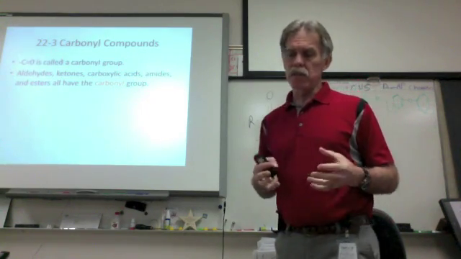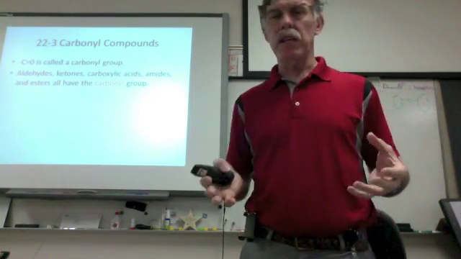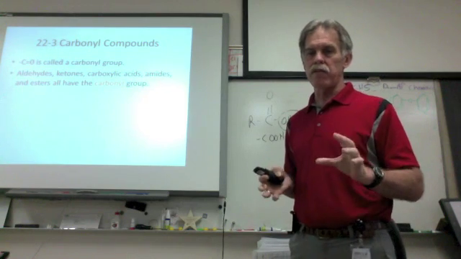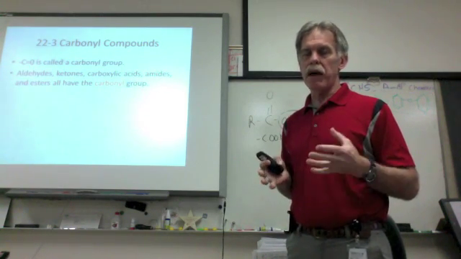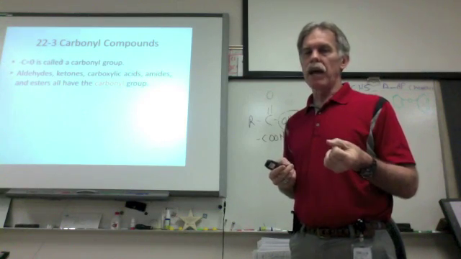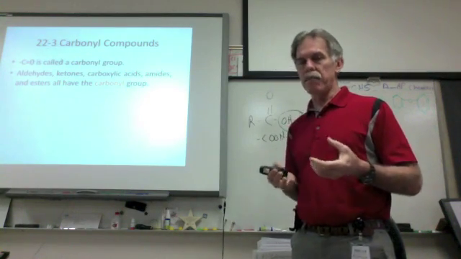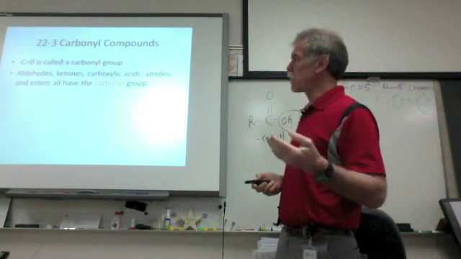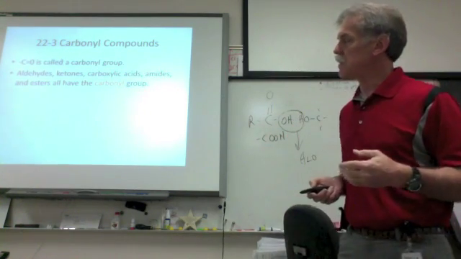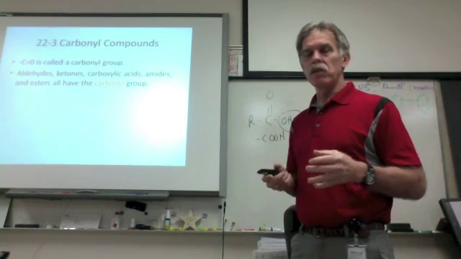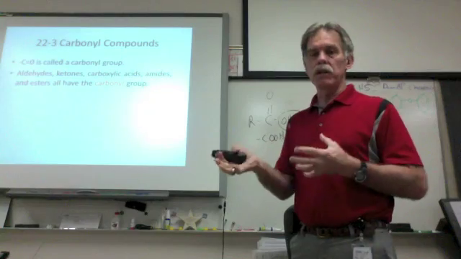Carbonyl compounds. So this starts chapter 22, section 3. Carbonyl, or C double bond O, and there's 4 or 5 types of compounds. We're going to talk about 5 of them that have carbonyls, and they have something else that makes them different. So the compounds are aldehydes, ketones, carboxylic acids, amides, and esters. They all have the carbonyl group. You should know that those are the ones that have a carbonyl group.